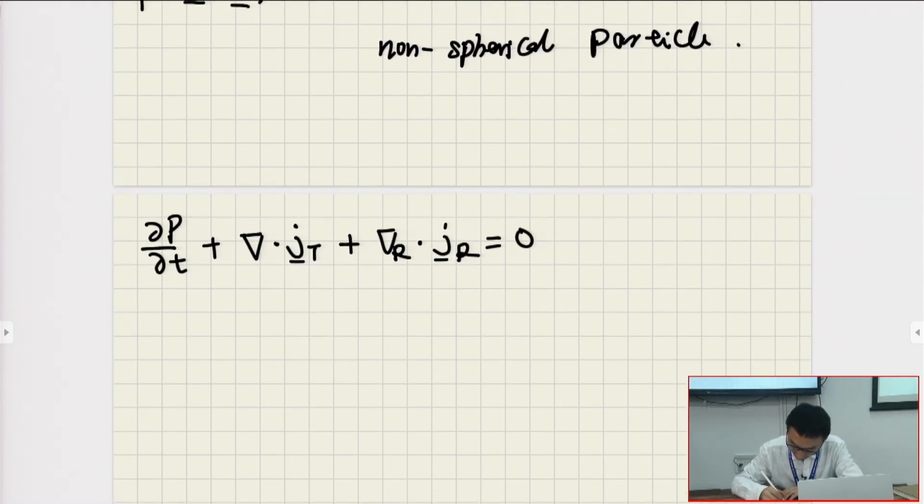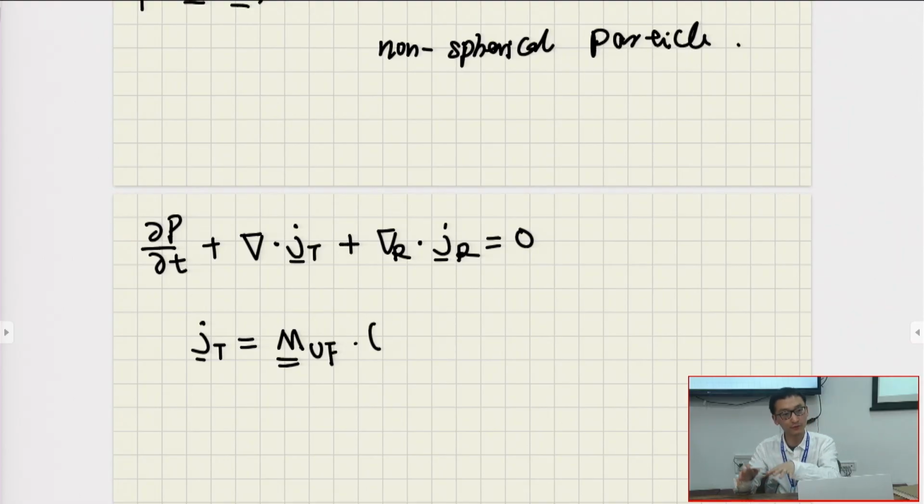Okay? So the translational flux, we can write this down. So that's given by 1 over the friction. So in general, we can write that as the mobility matrix times the external force and the Brownian part. So maybe we have external force, then we have the Brownian part.